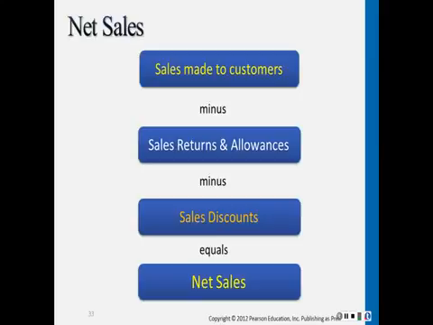Net sales revenue is calculated as sales made to customers, minus sales returned by customers or allowances granted to customers, minus discounts given to customers who paid early. That equals net sales. Notice that all selling transactions utilize accounts beginning with S, such as sales revenue, sales returns, and sales discounts.